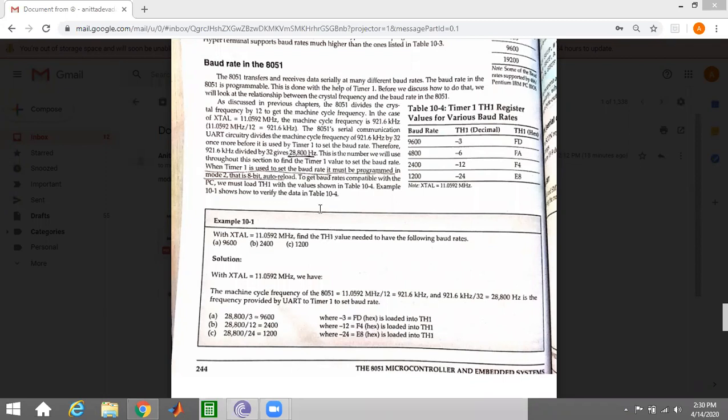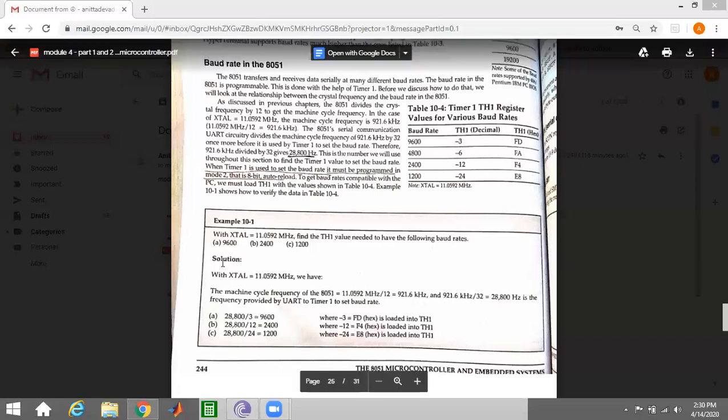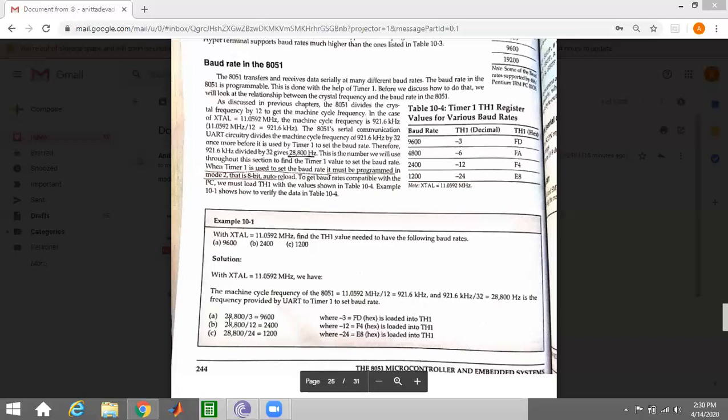What is TH1? Timer 1. What is the baud rate? What is the frequency required by Timer 1 needed to have the following baud rates? Now see how we have to calculate: 28,800 divided by 3. So this is the answer. X, this 3, 12, 24 is the answer. Okay.